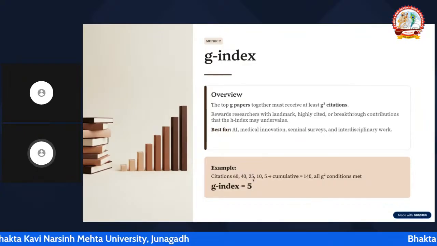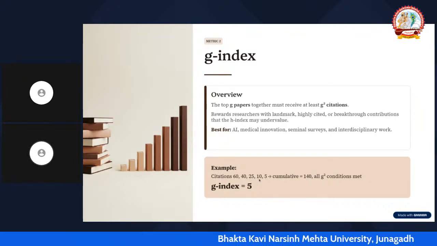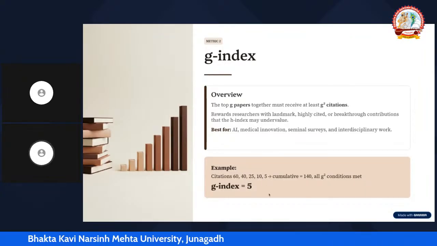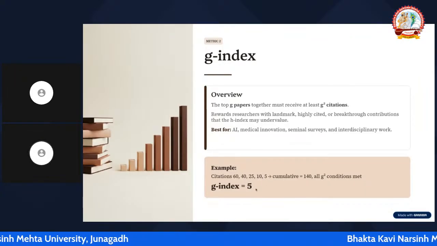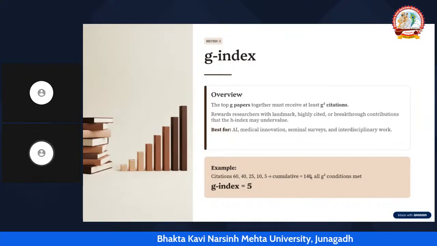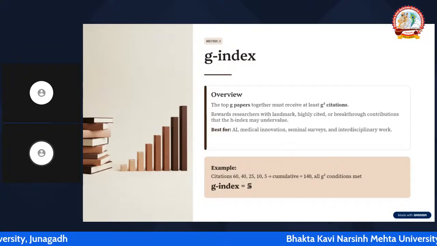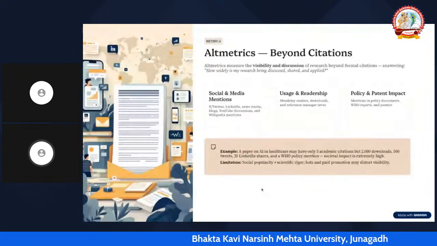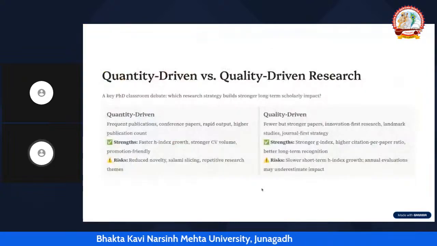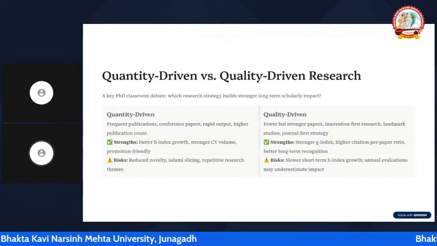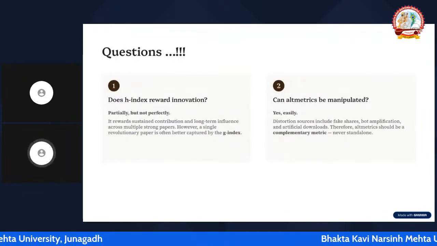Third paper, 3 square, 9. We have 25 citations. Fourth paper, fifth paper. So we have the last one for the G index. In total, we have 140 citations. We have citations in this particular paper with 5 citations. You can also find out the i matrix, and we are making a quantitative and qualitative driven approach.